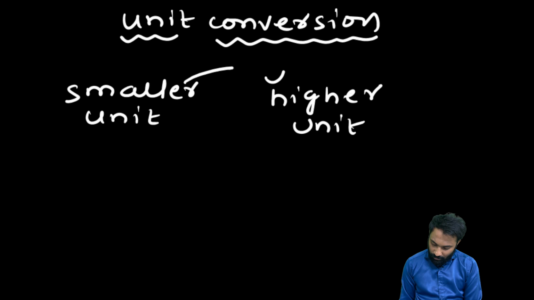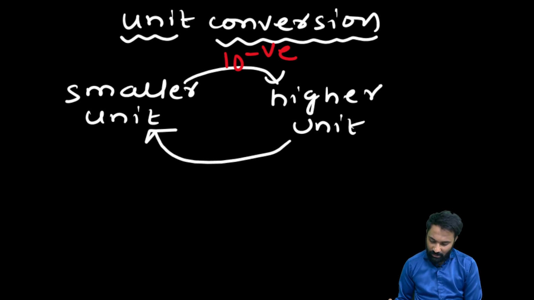If you are going from the smaller unit to the higher unit, it will be 10 to the power negative value. 10 to the power negative will be there when going from a smaller unit to a higher unit. Now if you are coming from the higher unit to the smaller unit, that will be 10 to the power positive.